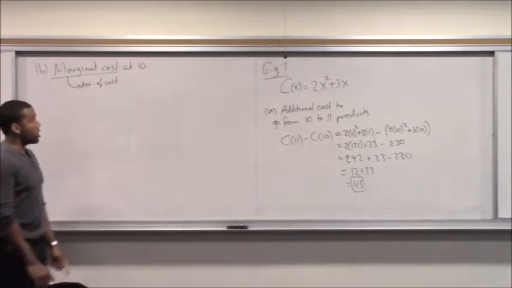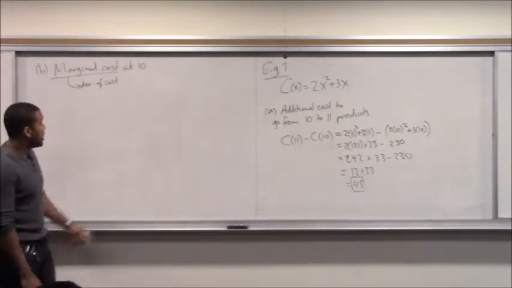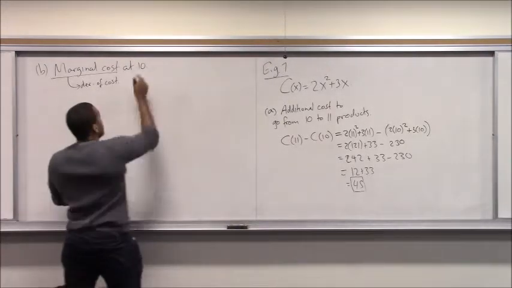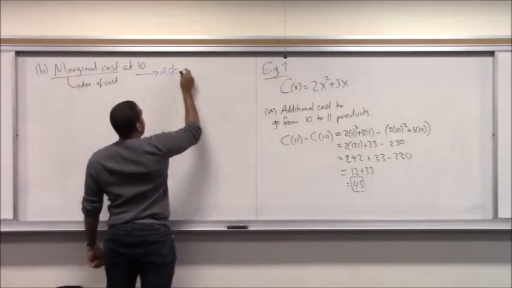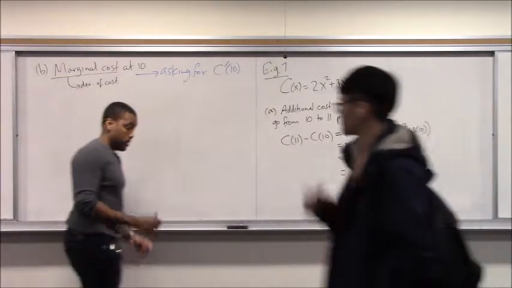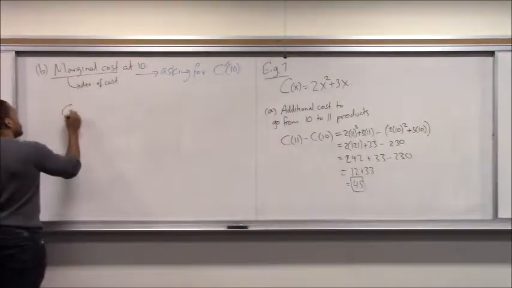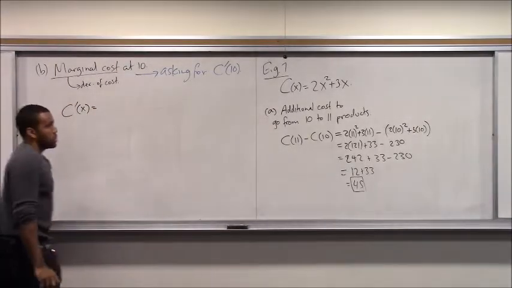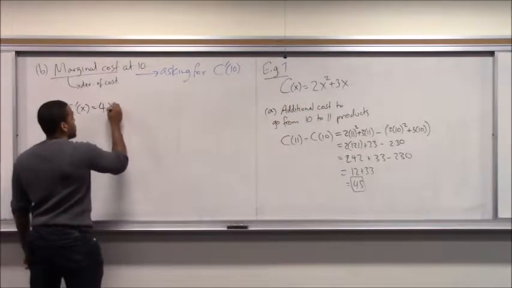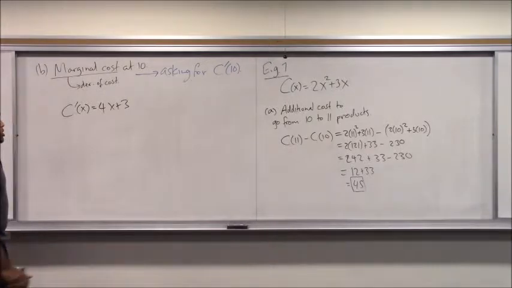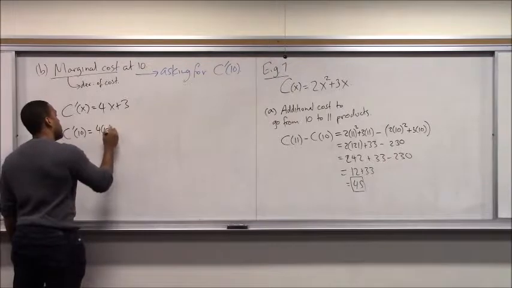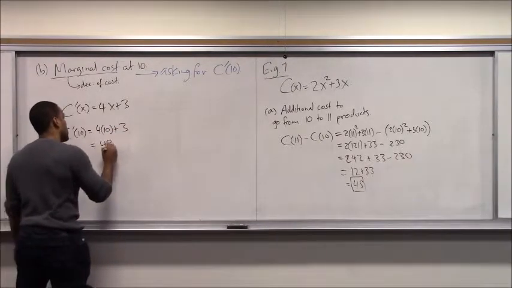So if they ask for marginal cost, you should be taking the derivative of the cost function, and you're going to plug in the number 10, right? So this is asking for the derivative of the cost function evaluated at 10. So first, let's find the derivative of the cost. So we're going to differentiate this, not a difficult thing to do, that's just the power rule. That's 4x plus 3. And so now that would mean at 10, this will be 4 times 10 plus 3. And that's 43.